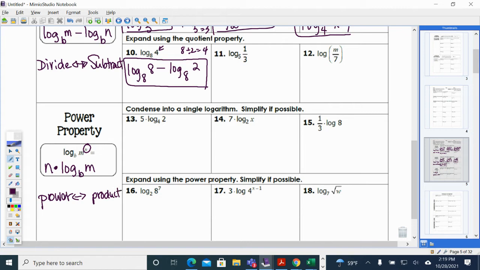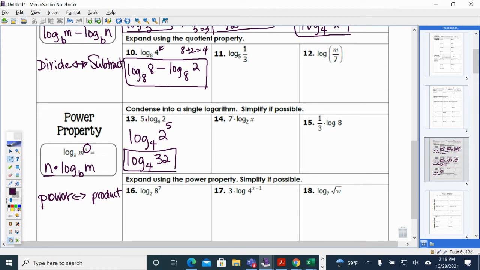Number 13 says condense into a single log. Now what you've got here is a 5 times log base 4 of 2. So the number that's in front of the log becomes the exponent on the log. And this would say log base 4 of 2 to the 5th power. So the product that's out front becomes the exponent on what you're taking the log of. 2 to the 5th power is, I can tell you, 32. So this becomes log base 4 of 32. That does not evaluate pretty. We're just going to leave it like that.